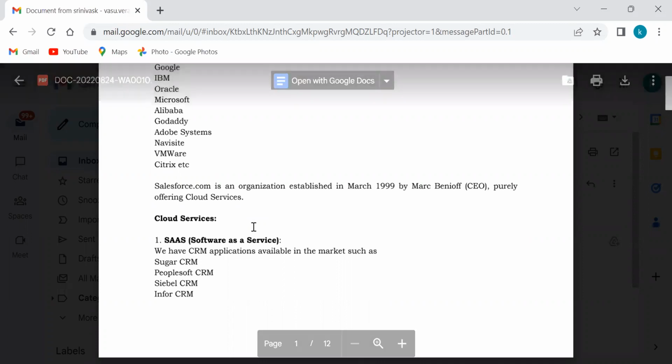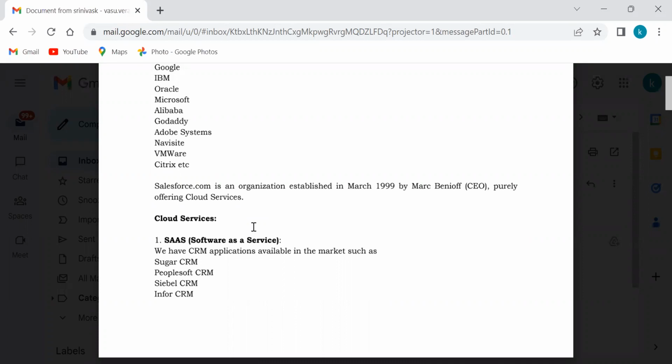They are not offering on-premise applications. They are not providing on-premise applications. All the services they provide are purely cloud services only.